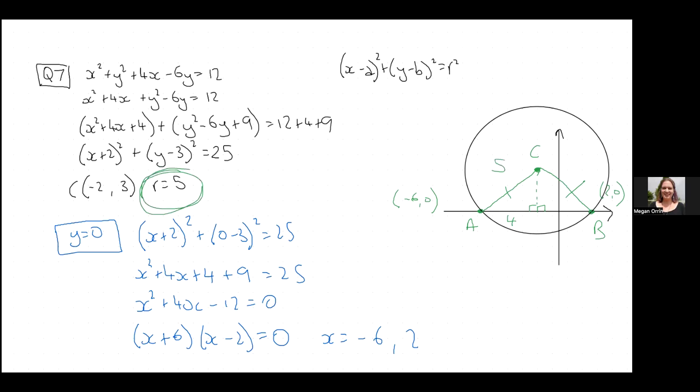So therefore, this is a Pythagorean triad. That makes this 3, right? You can do it with Pythagoras if you can't remember that this is a Pythagorean triad. 3 squared plus 4 squared equals 5 squared.